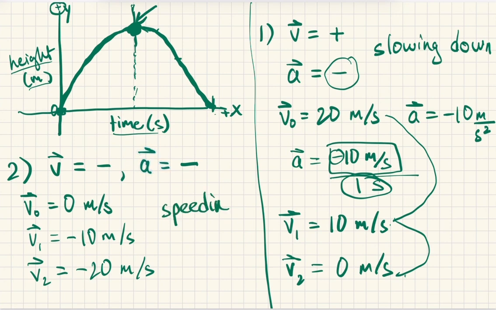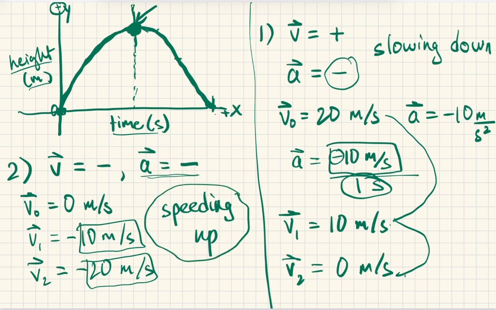So this object is speeding up, right? And so, yes, the velocity is becoming more negative, but when we consider the magnitude of our velocity, we see that the value is actually increasing. And so in this case, a negative acceleration means that our object is speeding up.